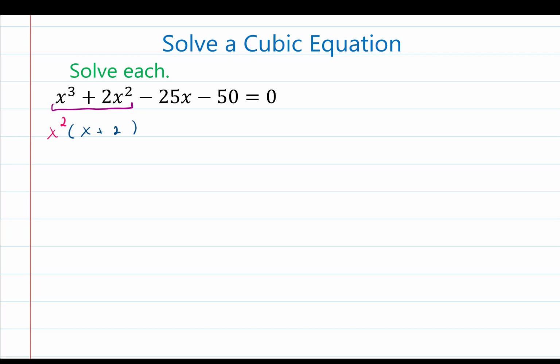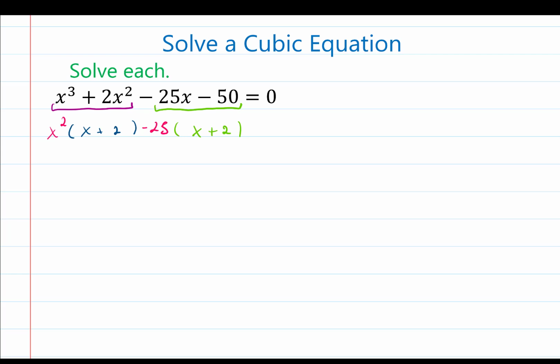We are now going to repeat the process for the last two terms, but there's a catch. We know that one of the factors needs to be x plus 2. So one factor from the first group must match one factor from the second group. And so the question becomes, what do we factor from negative 25x minus 50 so that one of the factors is x plus 2? And that would be a negative 25.